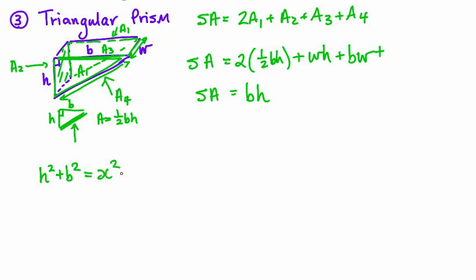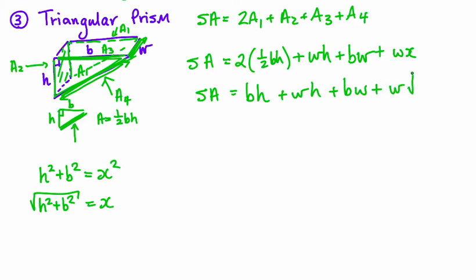I'll call it x squared. And if I wanted to know just what x is, I'd have to take the square root of whatever h squared and b squared was. And so that missing side is the length of that rectangle, and then there's a width to that rectangle. So I've got width times height and base times width, and then this last one is width times x, so I'll just say wx, but now I know what that x is worth. If I do Pythagoras, it's width times the square root of h squared plus b squared.